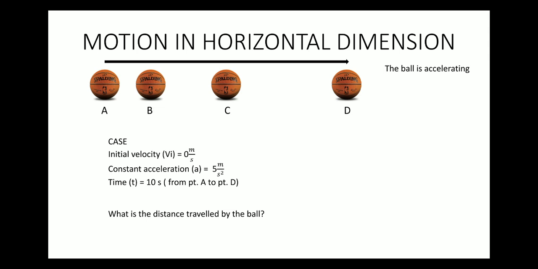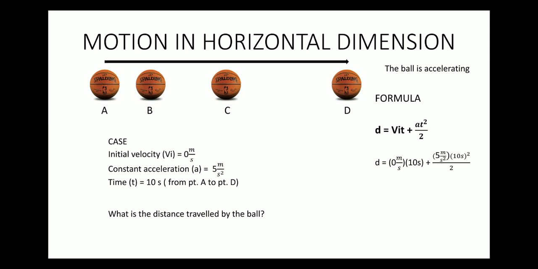In this case, we cannot use D is equal to Vt because we have acceleration. Here, we can use the formula D is equal to Vit plus at squared over 2, where Vi is the initial velocity, t is the time, and a is the acceleration.